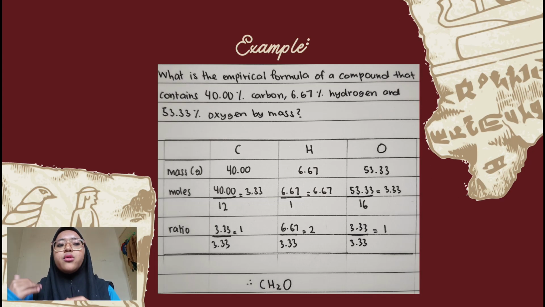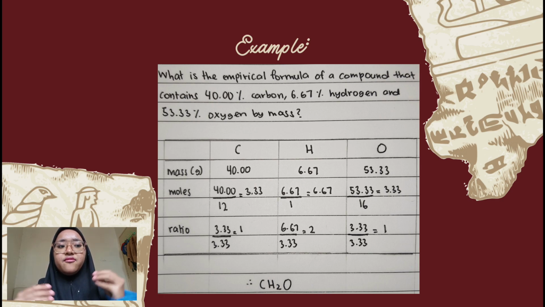Okay, for the example, what is the empirical formula of a compound that contains 40% carbon, 6.67% hydrogen, and 53.33% oxygen by mass? Okay, first we need to write down the mass of each element. Next, we find the moles of each of them. So for carbon, 40 divided by 12, hydrogen 6.67 divided by 1, oxygen 53.33 divided by 16. So we will get the moles.